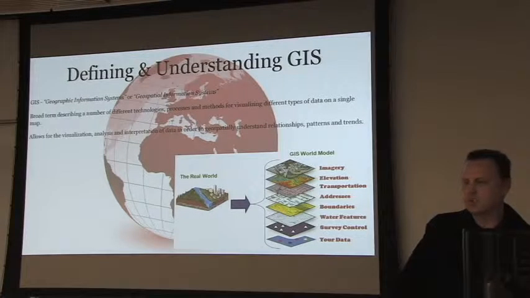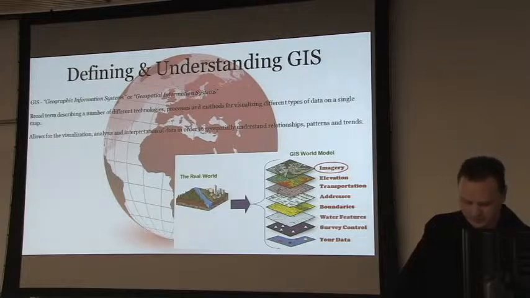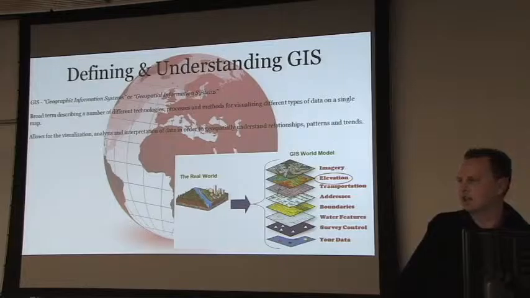Layers that are utilized through GIS include imagery, such as satellite and aerial photographs, elevation data sets that can include contour lines and elevation models, transportation data sets. These can be anything like street network lines, railways, address information, which is useful for geocoding and plotting locations on the map.